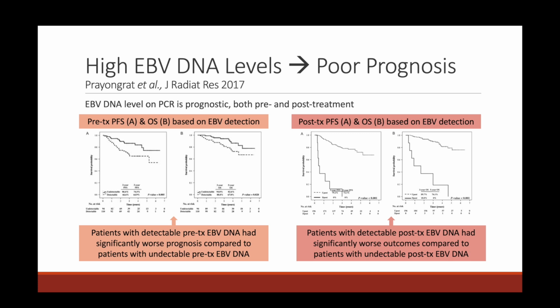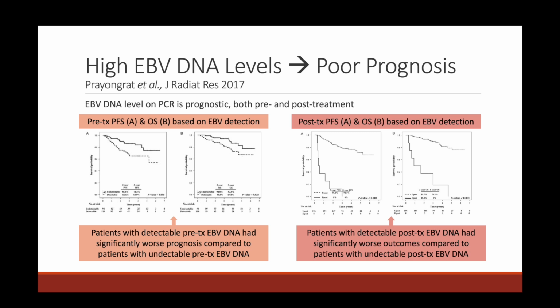So this is a study that looked at EBV DNA level on PCR, and they looked at the relationship between EBV DNA levels pre-treatment as well as post-treatment, and how they impacted progression-free survival and overall survival. And what they found is that pre-treatment, patients that had detectable EBV DNA had significantly worse prognosis compared to patients that had undetectable pre-treatment EBV DNA.